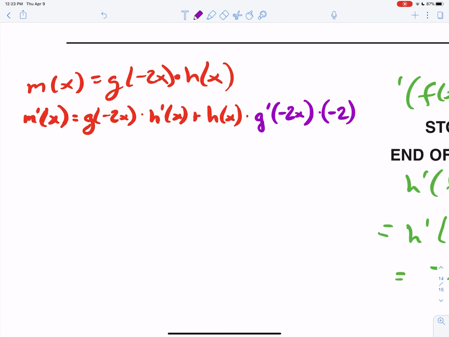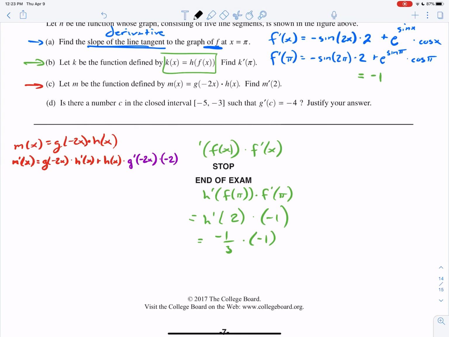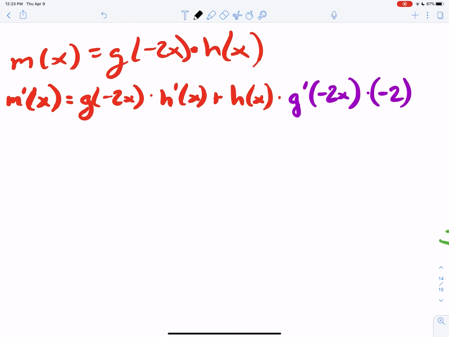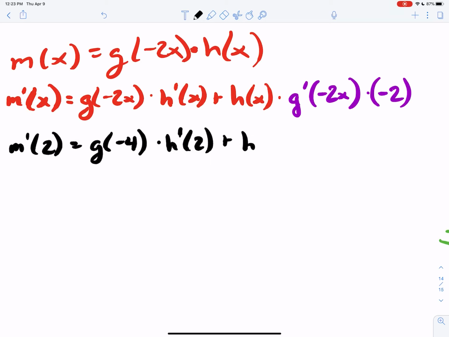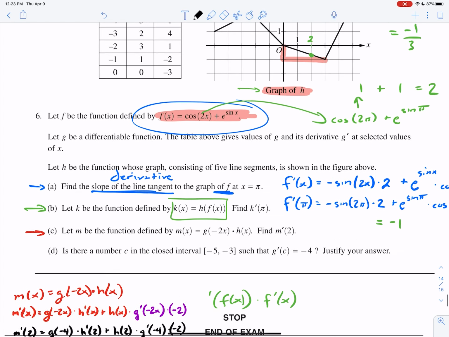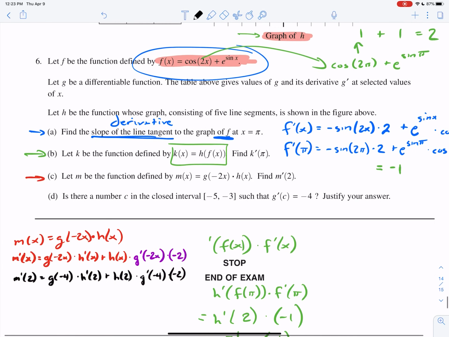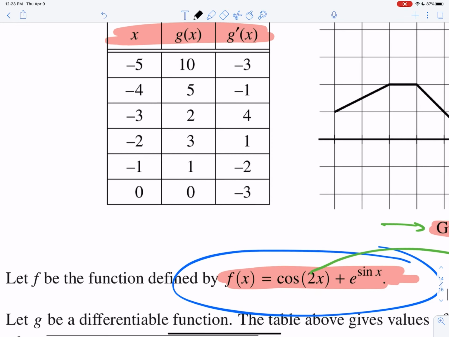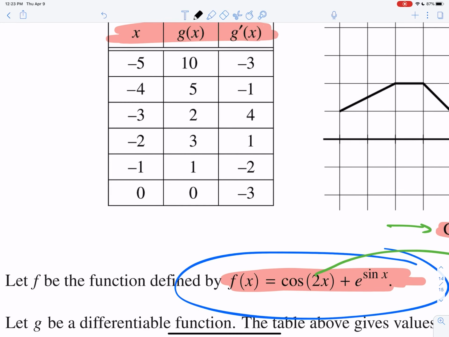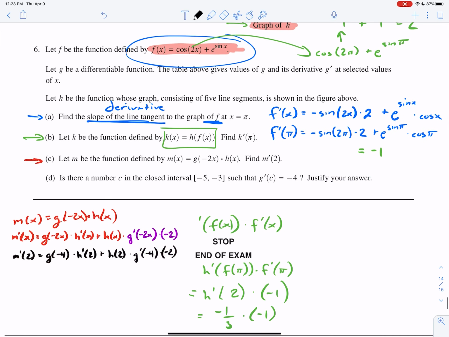Okay, here we go. We're looking for m prime of 2. So let's plug in 2 here. That'll be g of negative 4 times h prime of 2 plus h of 2 times g prime of negative 4 times negative 2. Okay, so what's g of negative 4? G of negative 4, according to my table, is going to be 5. So I'll plug in 5 here.